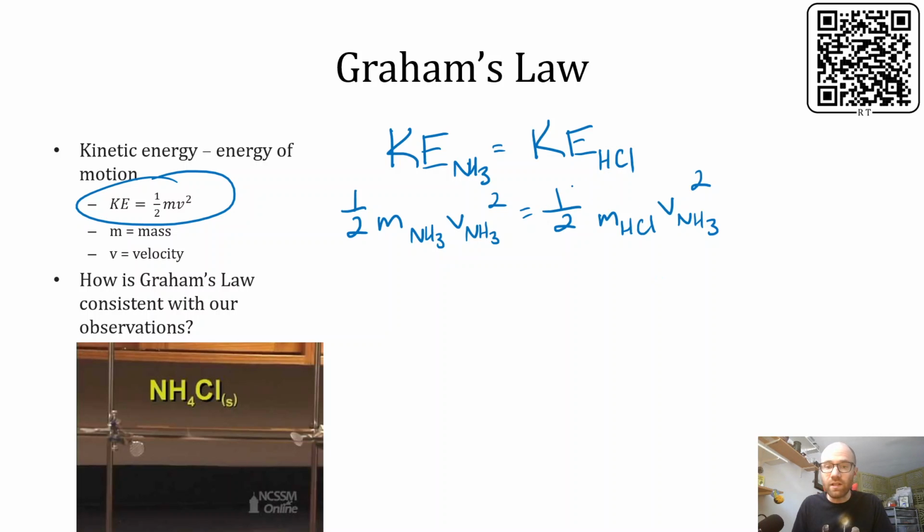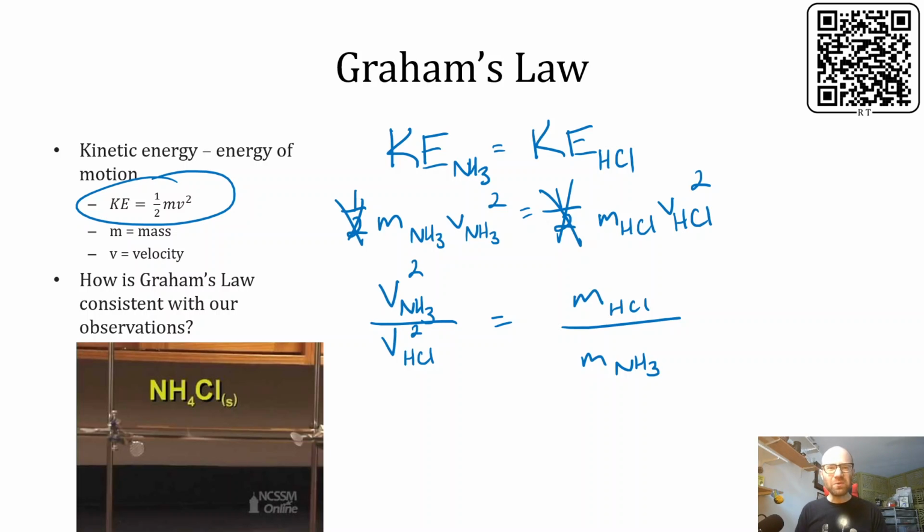First things first, I see a 1/2 on both sides, so we can just multiply everything by 2 and get rid of that. Mathematically, usually I'm a really big fan of having the ammonias on one side of the equation and the HCl's on the other. That doesn't seem to help me any. I don't think this gets me anywhere. So instead, let's try to put the masses together and the velocities together.